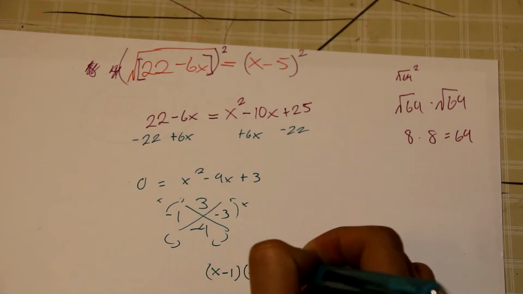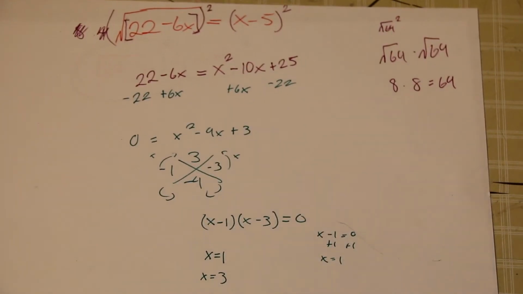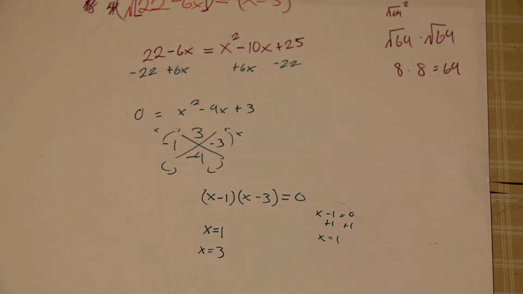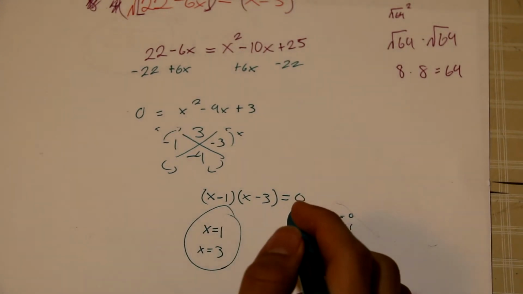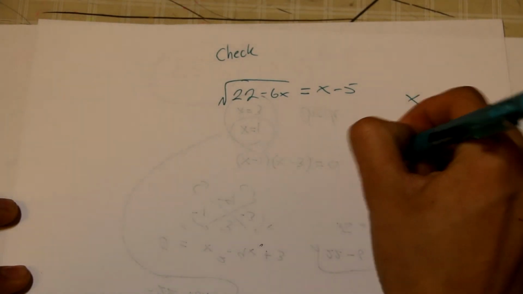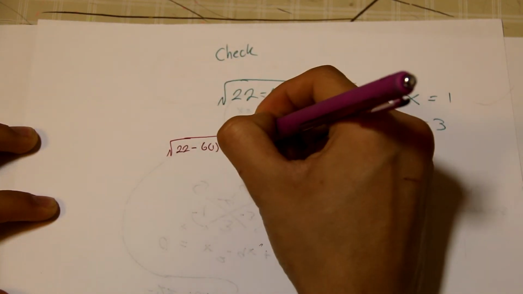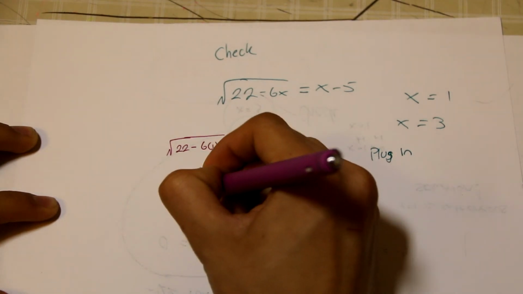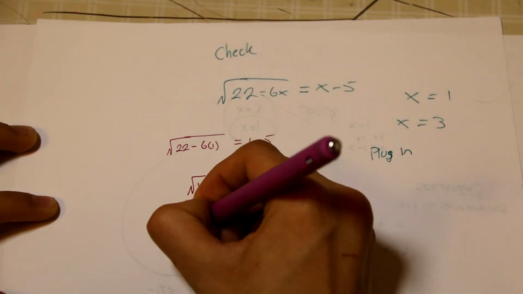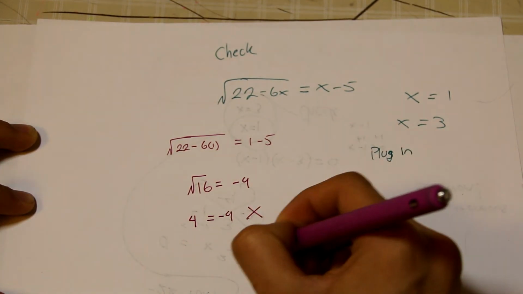And now final step, you're going to check over your work. So we're going to use the first, x equals 1. And you're going to replace every x in the equation with 1. So that would be the square root of 22 minus 6 times 1 equals 1 minus 5. Now if you solve that, you're going to get the square root of 16 equals negative 4. Now, square root of 16 is positive 4. So, positive 4 does not equal negative 4.